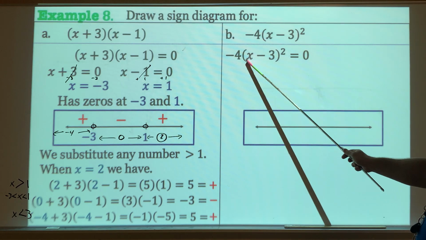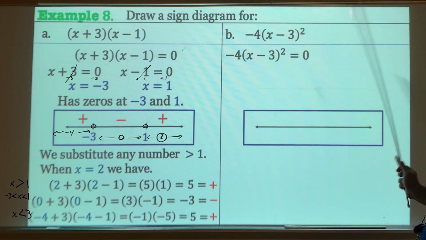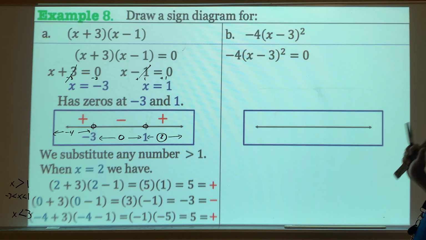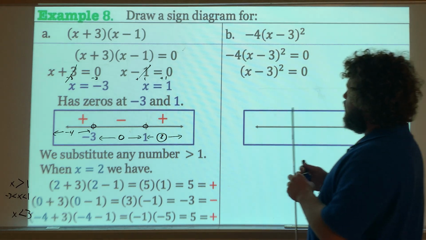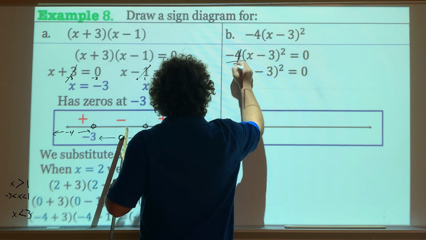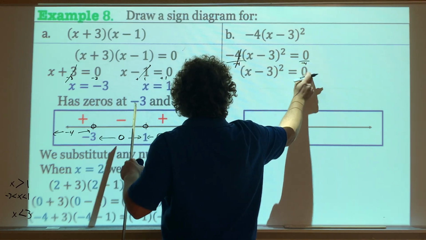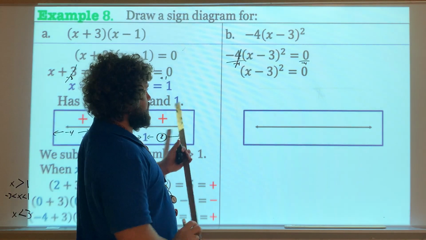Negative 4 times x minus 3, squared, equals 0. You divide both sides by negative 4 to get rid of the negative 4, because if I do that, this cancels out and becomes a 1. 0 divided by negative 4 is still 0. Since there's no variable attached, you really can't set it equal to 0.